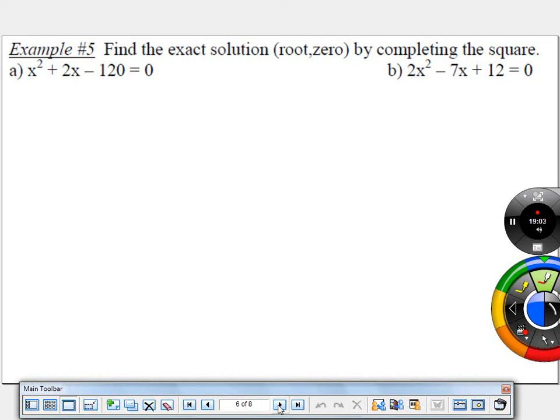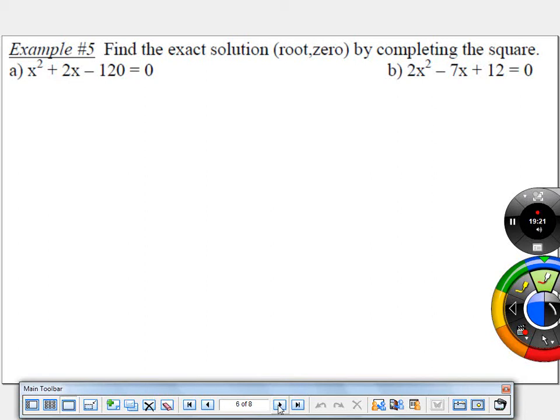Okay? So if I'm going to solve this problem by completing the square, I look at the problem. Remember, that means I want to factor the polynomial as a perfect square. Does x squared plus 2x minus 120 factor as a perfect square? No. 120 is not a perfect square number, and it's a negative 120. There's no two exact things that are going to multiply together and make a negative anything, because one would have to be positive and one would have to be negative.